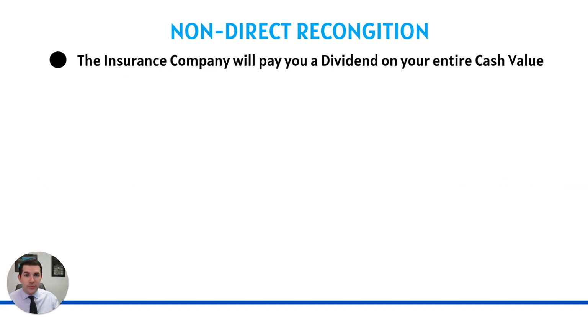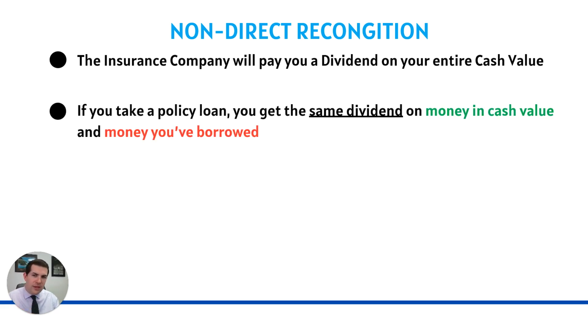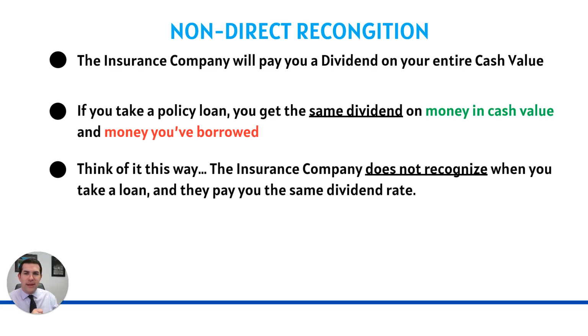Let's start off with the easy one, which is non-direct recognition. What this means is if you take a loan against your life insurance policy, the insurance company is still going to pay you a dividend on that entire cash value. Why those words? Here's how it works. If you take a policy loan, you're going to get the same dividend rate on any money that is in cash value, meaning money you have not borrowed, and also any money you have borrowed. Think of it this way. If you have a non-direct recognition policy, the insurance company does not recognize when you take a policy loan, and they pay you the same dividend rate as if you never touched the money in the first place. Very easy, and you're going to see an example of that in a little bit.